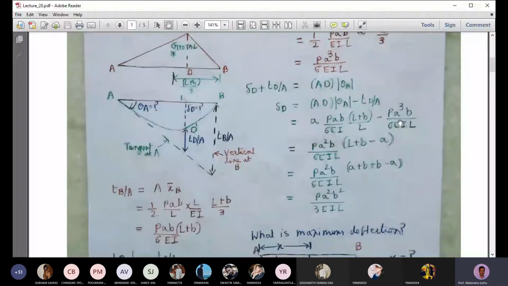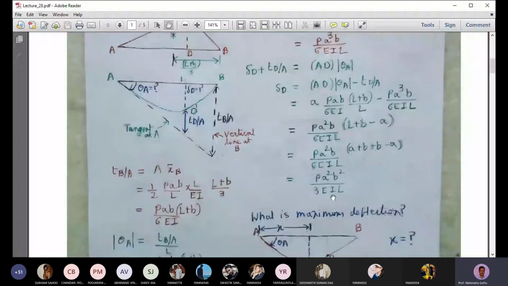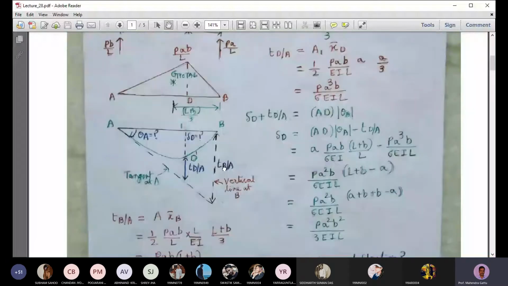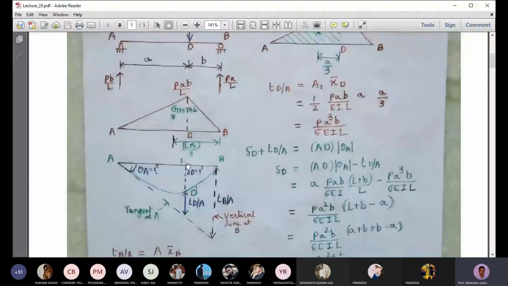So we can take PA²B by 6AL common, and we have L plus B minus A. So L is A plus B, so A plus B plus B minus A. So A and A will cancel out, and we have 2B. So 2B means 2 and 6 will become 1 by 3, and we'll have P²A²B² by 3AL. So that is the deflection at the point of application of load P. Okay, so this is what we have. We have found the rotation at A, and then the deflection at the point of application of load.